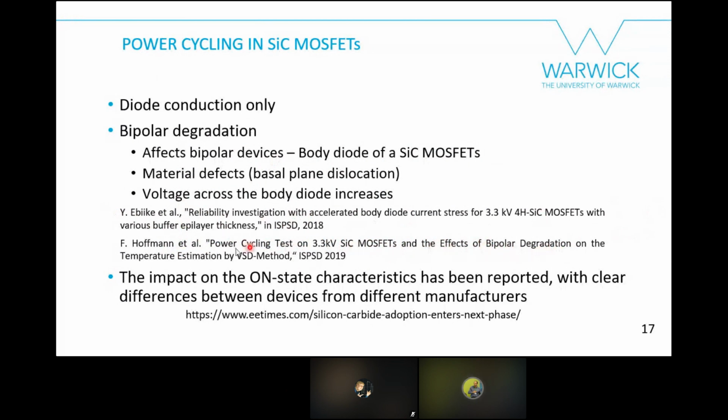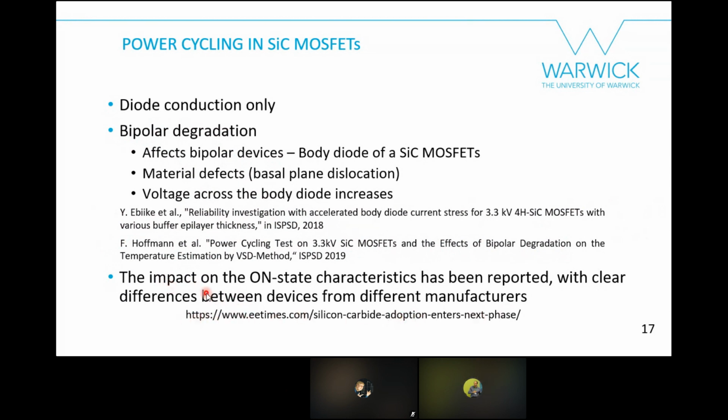They evaluated the effect of bipolar degradation on temperature estimation. They say that the current density is really important, so you have to be careful with that. Silicon carbide chips are really small, and what you think is probably a low current density is not that low. They also evaluated the phenomenon of bipolar degradation in this paper. So you can check these papers to get a feeling of what bipolar degradation is.